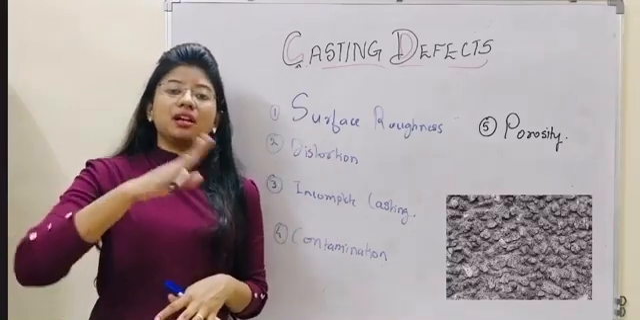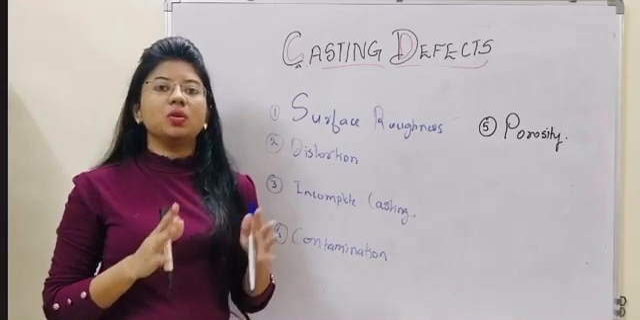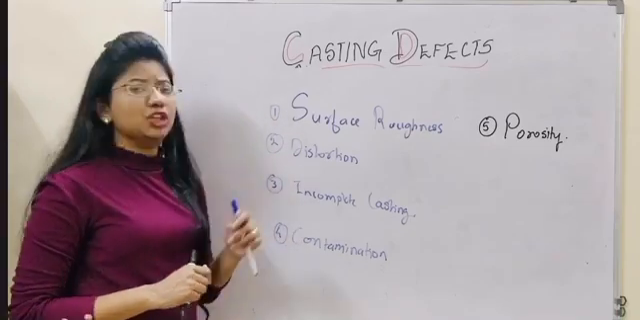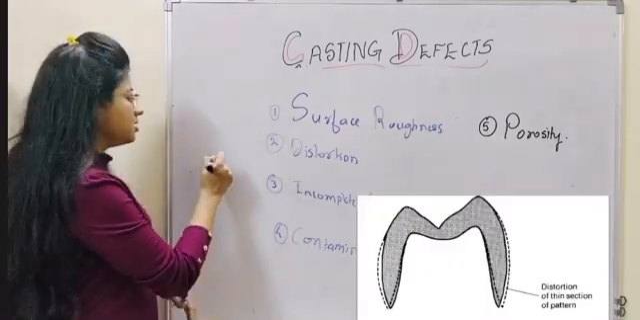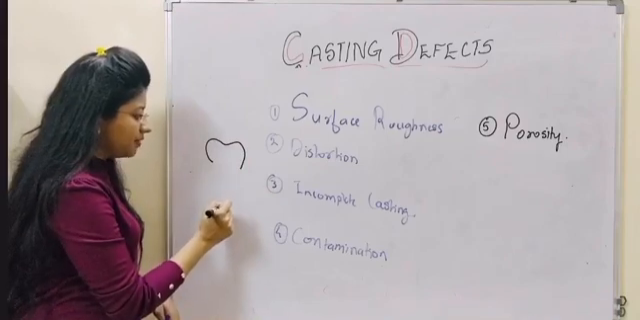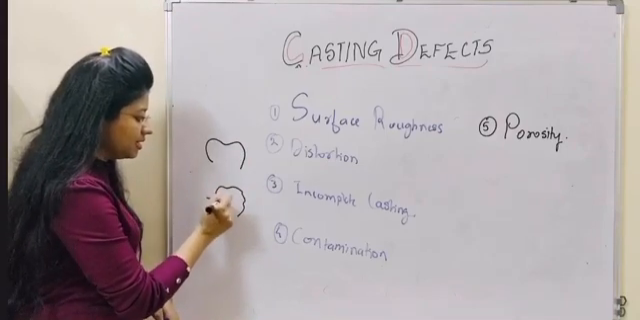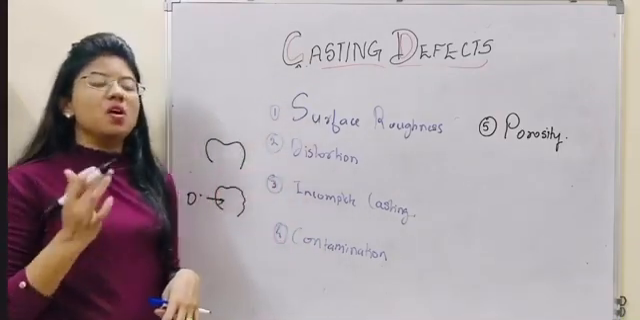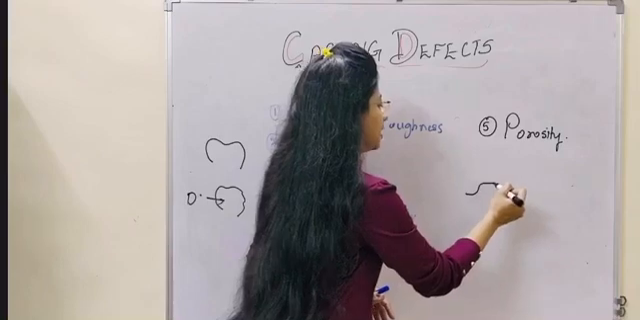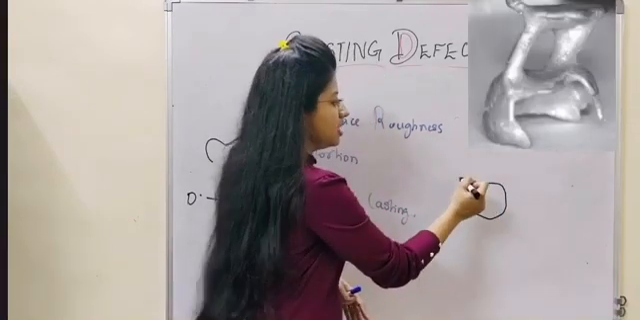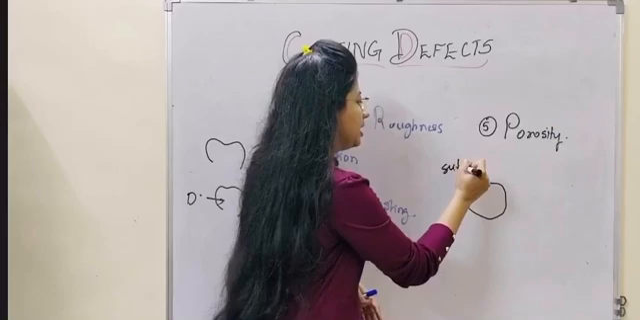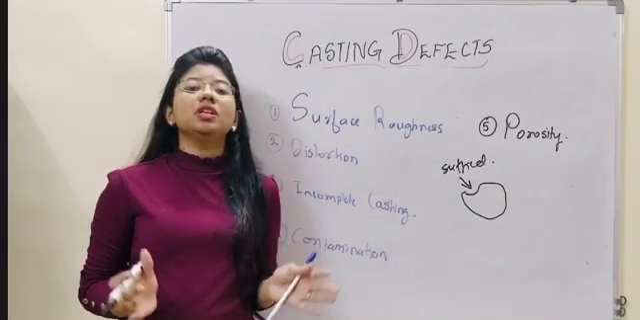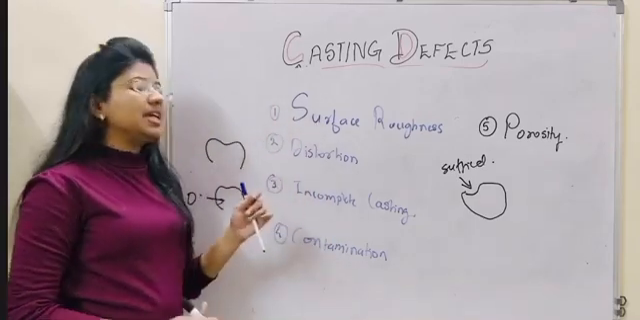Kinds of casting defects. The first one is surface roughness. When there is a rough casting, or you can say a rough crown or rough framework, it is called surface roughness. Then there is distortion. If this is a normal shape, but after casting it comes out something like this, that is distorted, then it is called a distorted casting. If while casting this portion has not been sufficiently filled, it results in incomplete casting. The crown is not well formed, so it is incomplete casting.